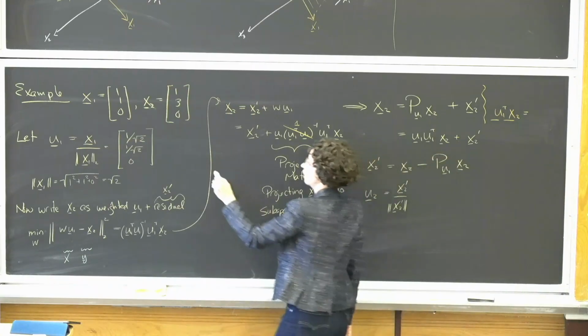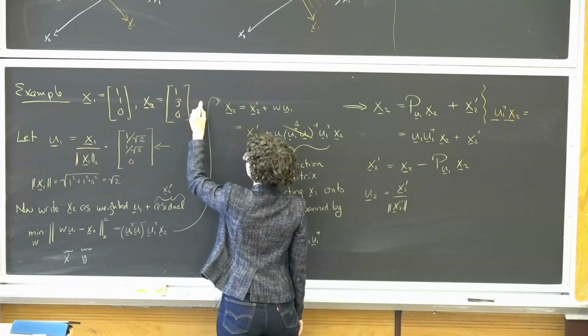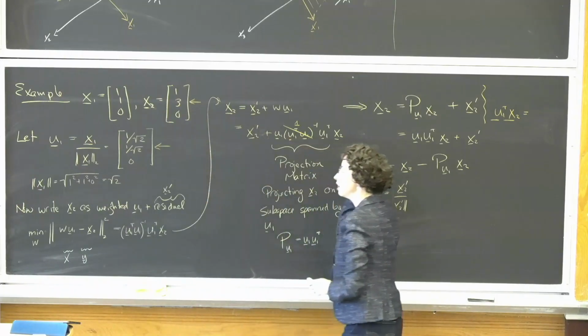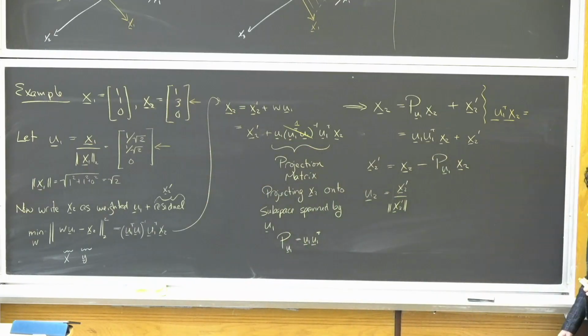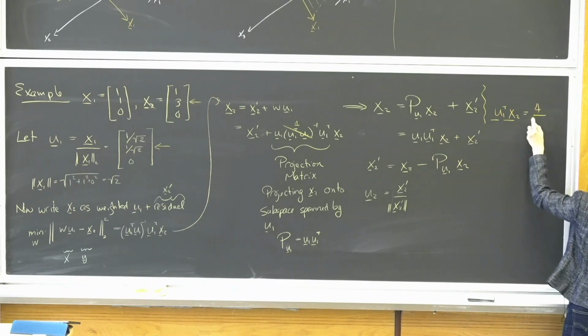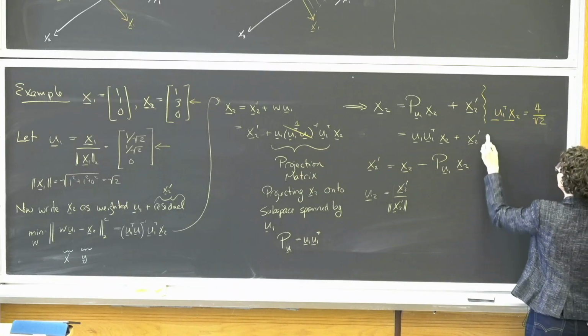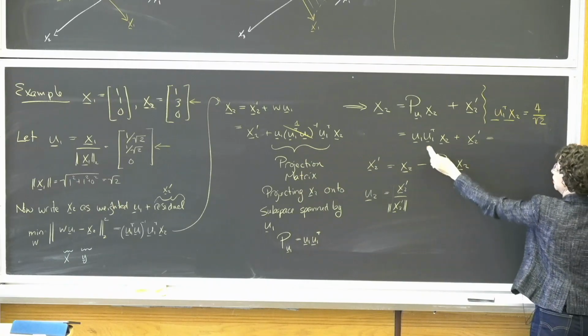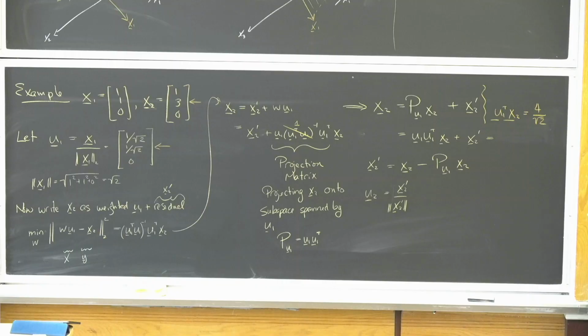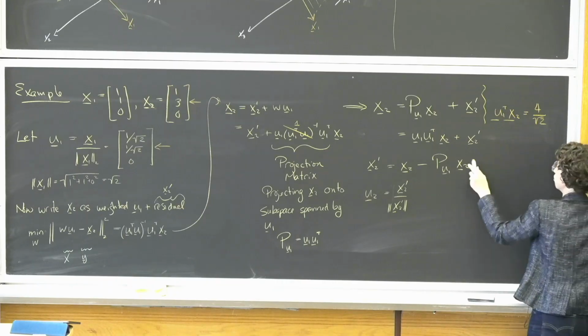So here was our u1 vector, and here's our x2 vector, and we just want to take the inner product of those two. What over root 2? 4, yes, exactly. This is just 4 over root 2. And so now, if we were to compute this expression here, u1 transpose x2, or maybe let's just go straight over here.